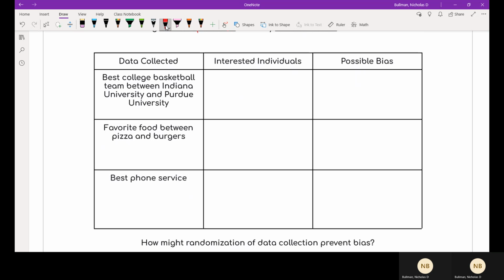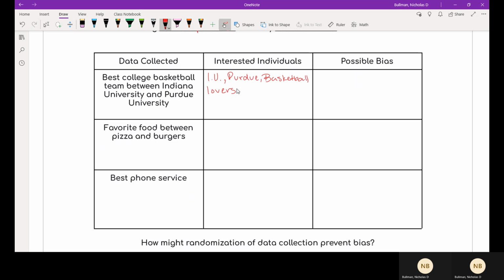So for this first one, if you're surveying people about the best college basketball team between Indiana University and Purdue University, your interested individuals are going to be people that go to IU or who are fans of IU, Purdue, and basketball lovers. So anyone that's interested or would have a very strong opinion about this topic.